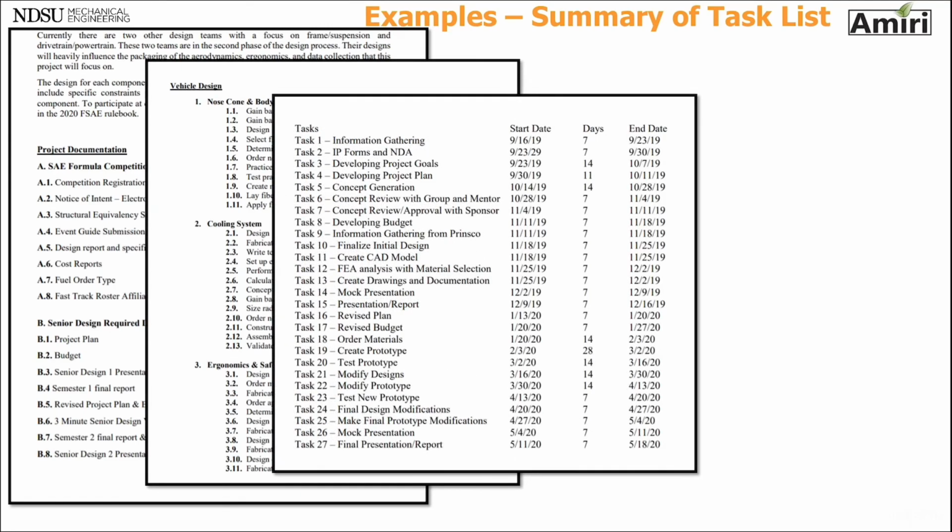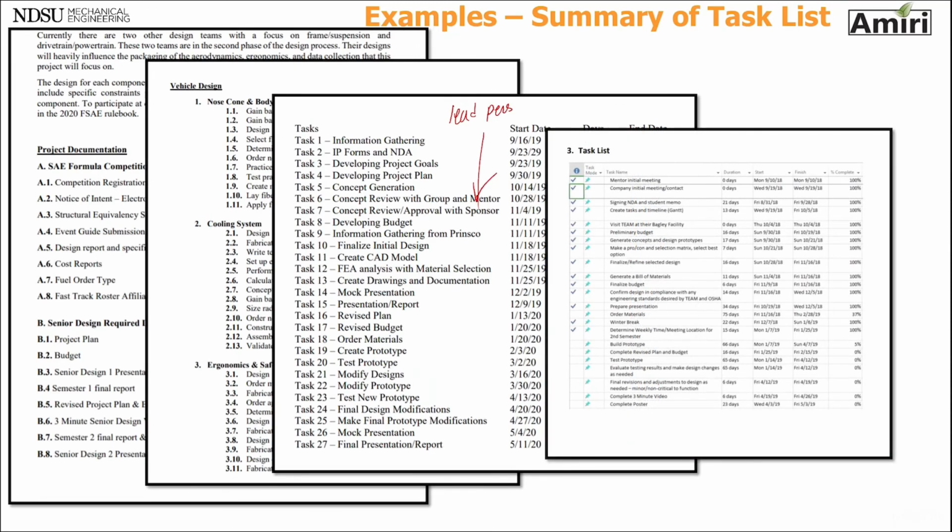It usually has a start date, duration, and end date. And one thing that I've seen is very helpful is that they also include the lead person, another column with the lead person on it. I think this last one is directly from Excel, when they generated their Gantt chart.